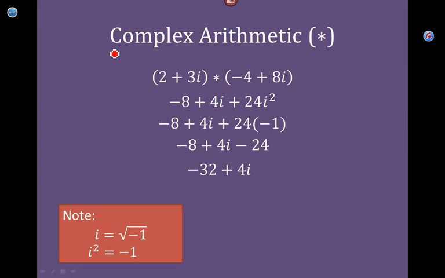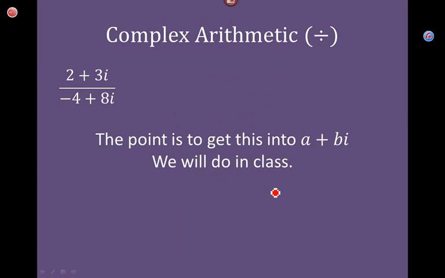So in complex arithmetic, the goal is to get a number answer that looks like a plus bi. That's kind of the point. So when we divide, the point is to get this into the form a plus bi, and that's what we're going to do in class because I think this is a good stopping point, and that way I can interact with you guys and answer some questions. Please complete the quiz, and I'll see you in class.